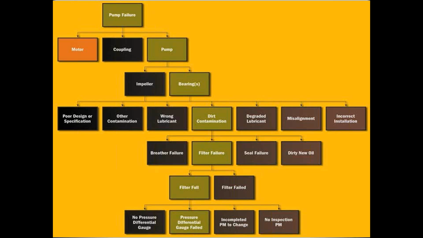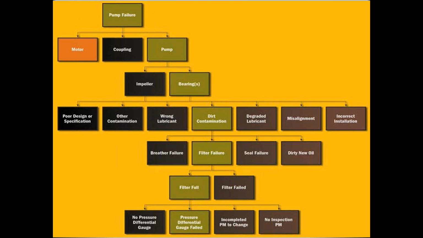Here's a simple root cause analysis where they have a pump failure, and they list three components of the pump: the motor, the coupling, and the pump. So what failed in the two components of the pump? You have an impeller and a bearing. The bearing failed. Down below the bearing, there's a number of reasons why a bearing can fail: poor design, contamination, wrong lubricant, dirt contamination, degraded lubricant, misalignment, incorrect installation.